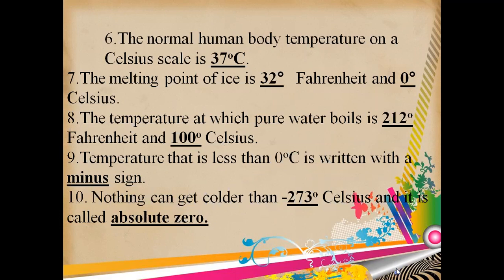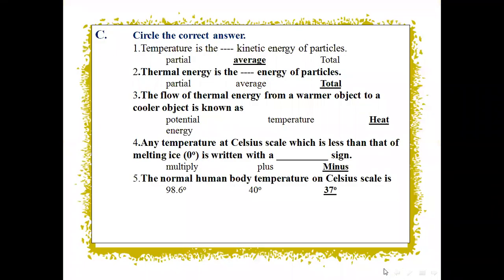This is your exercise number B. Exercise number C. Circle the correct answer. Number 1, temperature is the dash kinetic energy of particles: partial, average or total. So temperature is the average kinetic energy of particles.